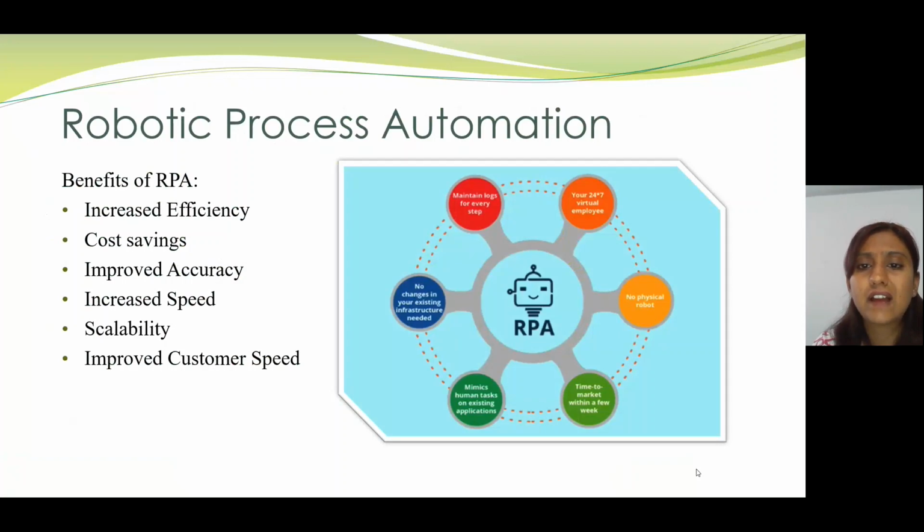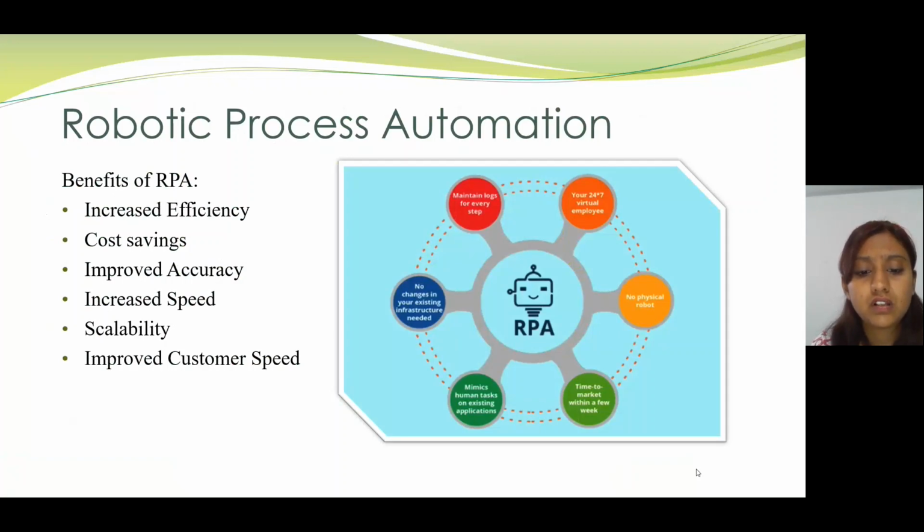We could see in the diagram that RPA involves no physical robot, has a time to market within a few weeks, and mimics the human task on existing applications, with no changes needed in your existing infrastructure. It maintains logs for every step, and it is available as a 24 by 7 virtual employee, so it would be available throughout the day.